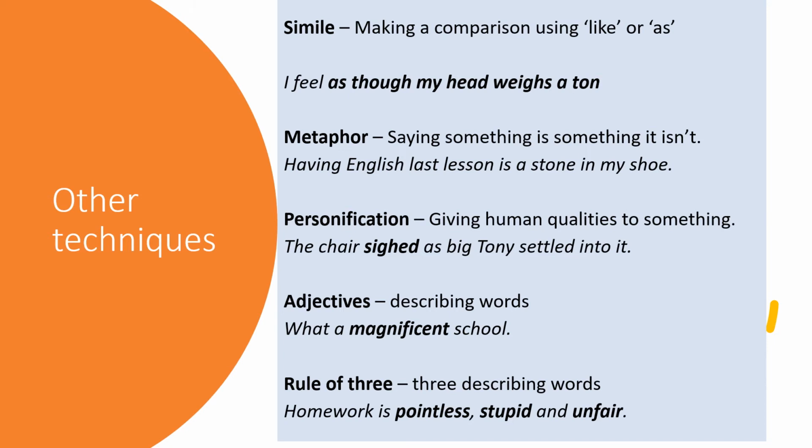Personification, now think about that word person. Okay, so an ification, the tion ending tends to be when you've given a characteristic to something. So it's the characteristic of being a person. So personification is when we give human qualities to something that isn't human. So the chair sighed as Big Tony settled into it. Okay, so a chair can't actually sigh, but we're trying to give it that kind of human quality there.